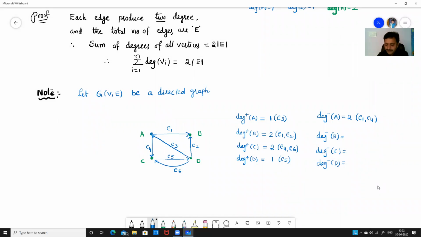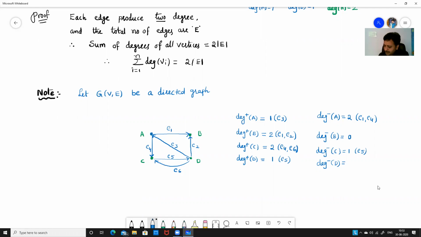I hope you tried. Let me explain. How many edges are incident from the vertex? Of course, no edge is incident from the vertex. Therefore, out degree of B equals 0. Out degree of C: how many edges are incident from C? Only one edge, that is E5. I'm writing the edge also in the bracket. Please understand.